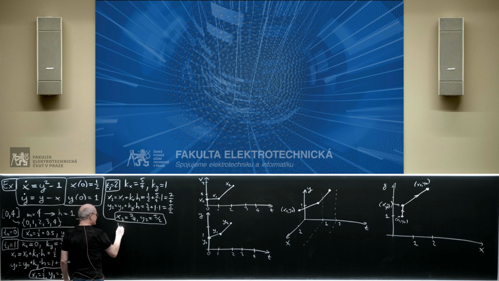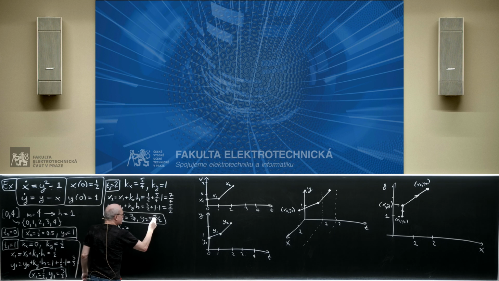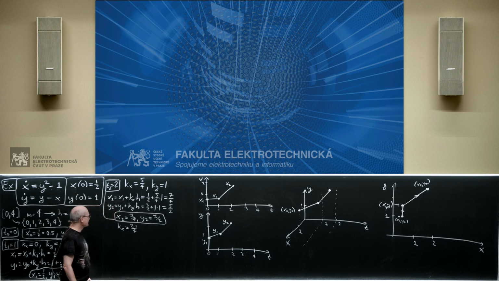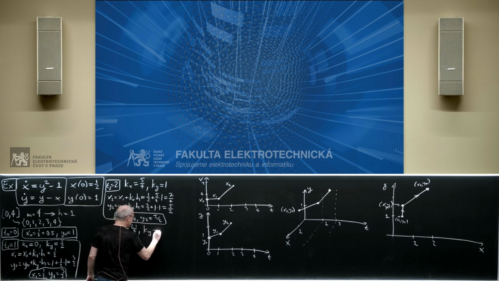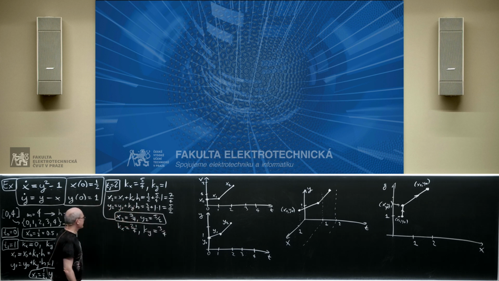Well, kx is y² minus 1. 25/4 minus 1 is 21/4. Do I really want to keep going? Ky is y minus x, 3/4. Well, I think I will ask Maple about it. So let's ask Maple about it. But you see how it goes.